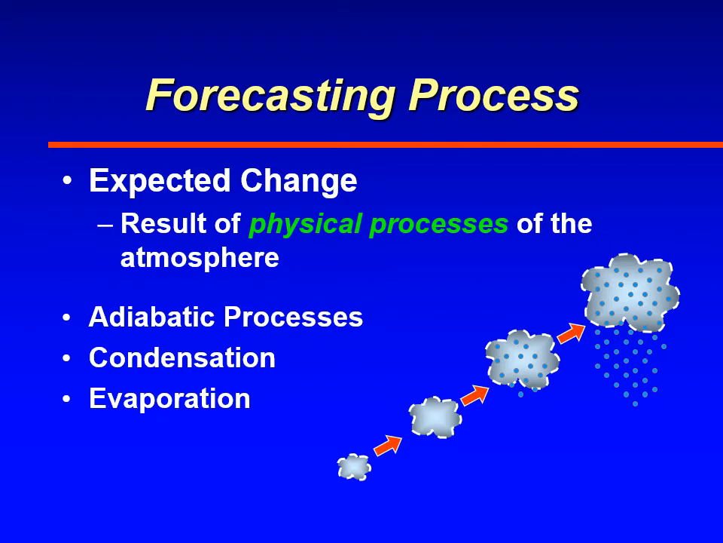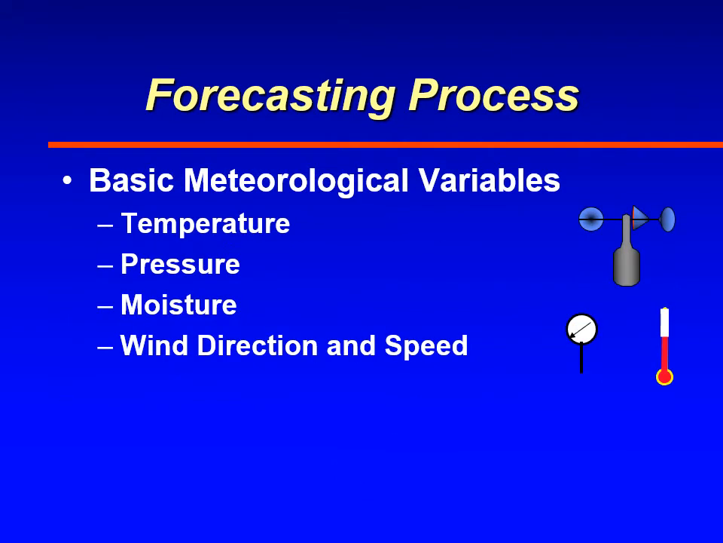Also, we have other mathematical equations that tell us about how these processes occur, like as air rises, it cools adiabatically. And if it gets cool enough to reach the dew point, you'll have condensation or perhaps even freezing. Or conversely, as precipitation falls, it'll evaporate into the atmosphere. The properties that we're trying to forecast are our basic meteorological variables of temperature, pressure, moisture, and wind direction and speed.